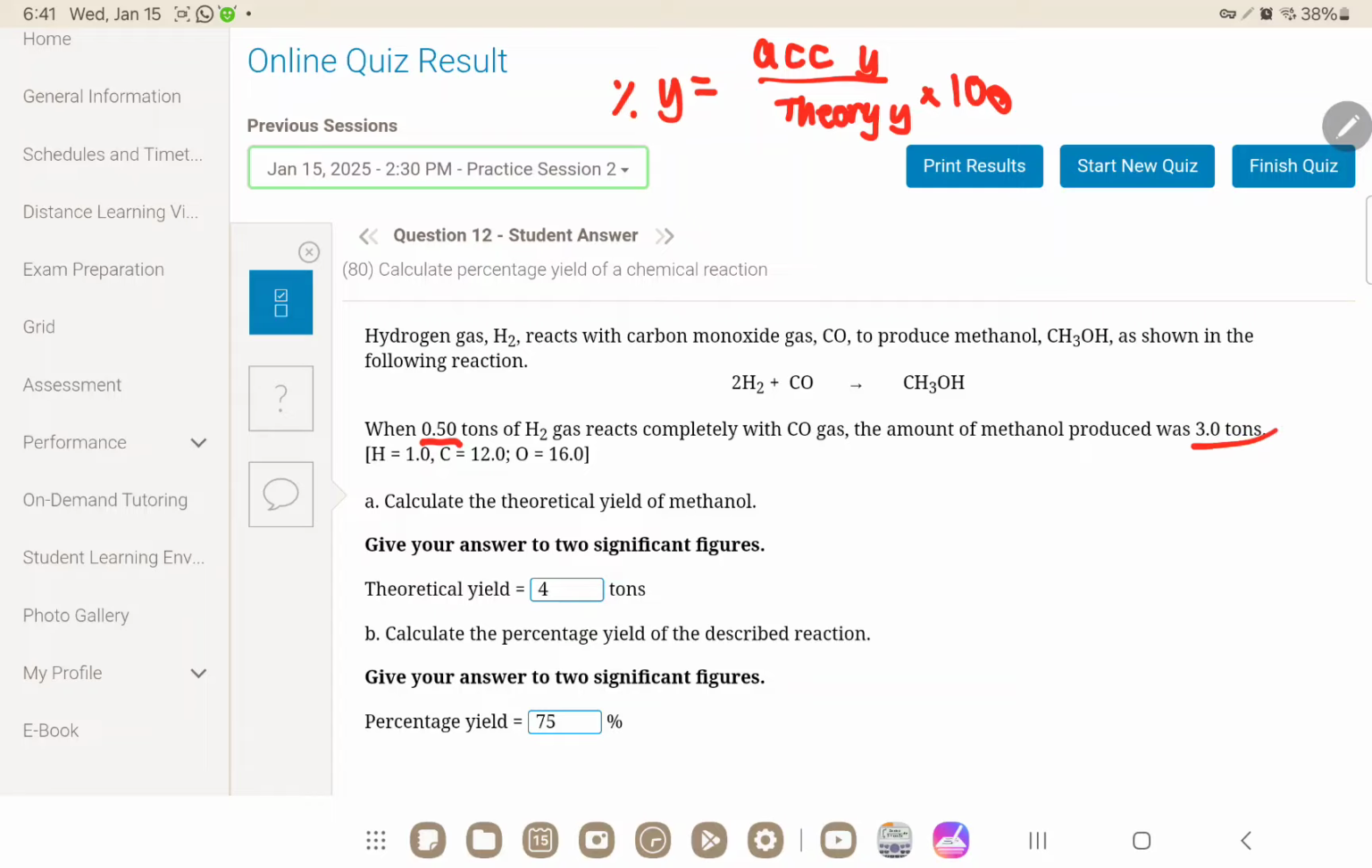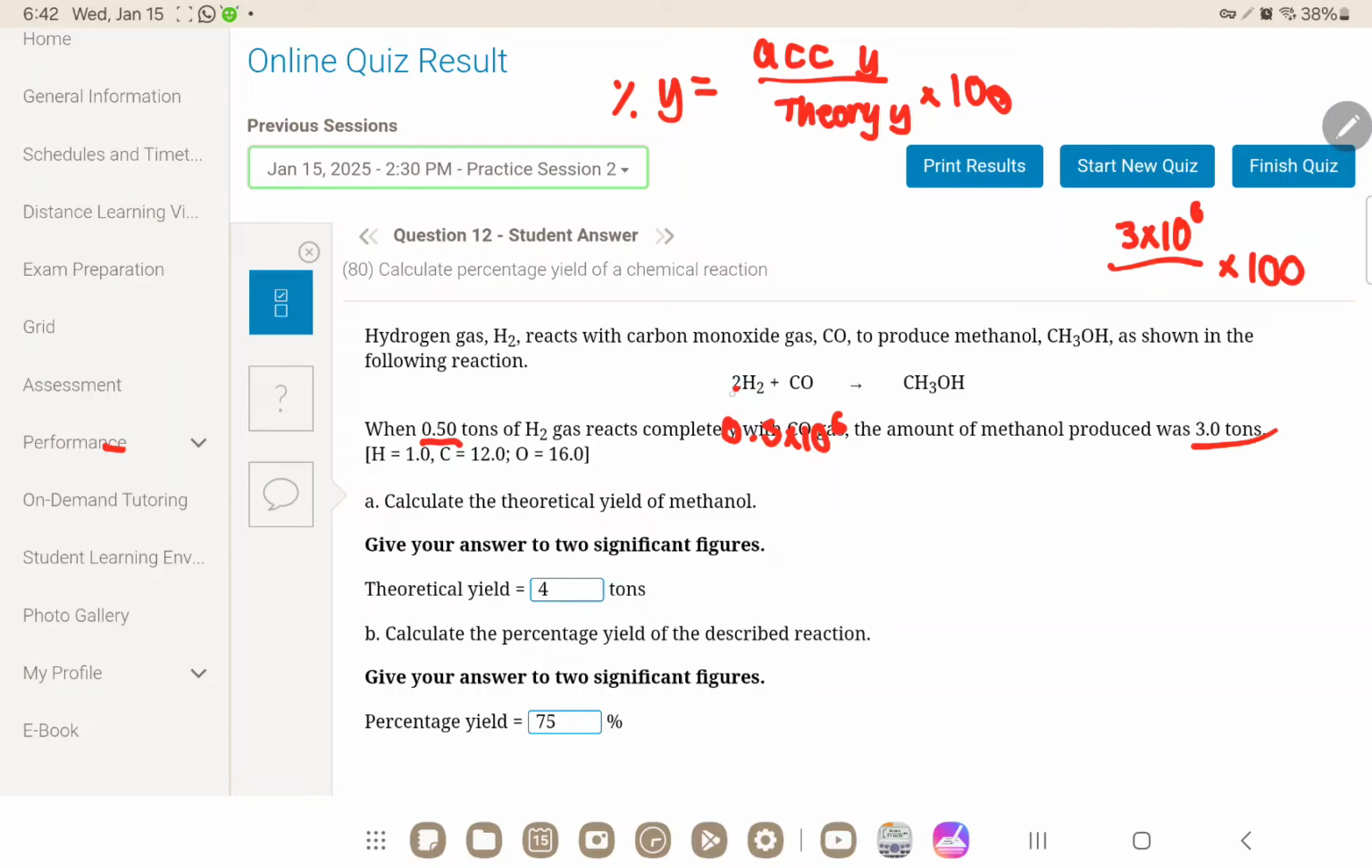So we're going to put it aside in our equation. So 3 times 10 power 6, because we need to get the percentage yield later, over what we're going to find, times 100. When we find this, I'll put it in. So what we do is, you have 0.5 tons. So 0.5 times 10 power 6 tons of H2 gas.